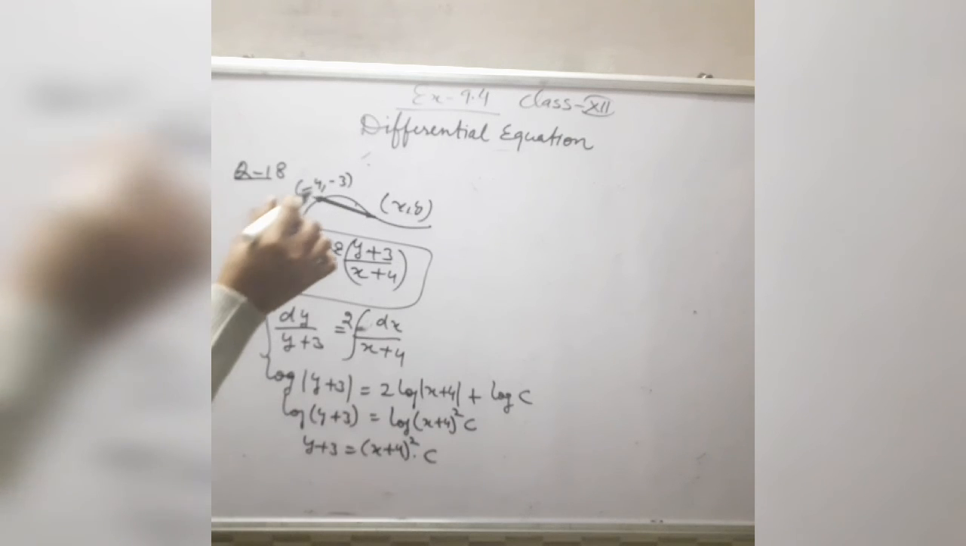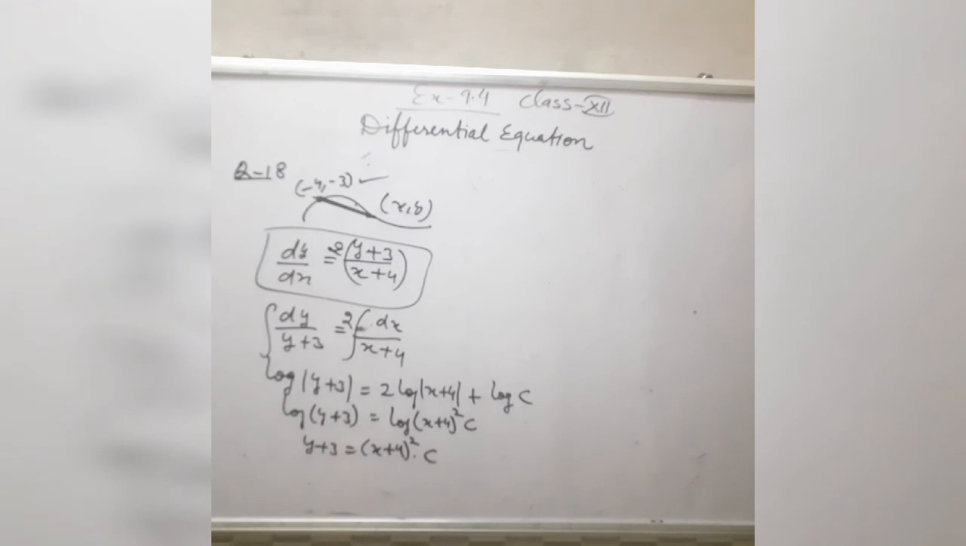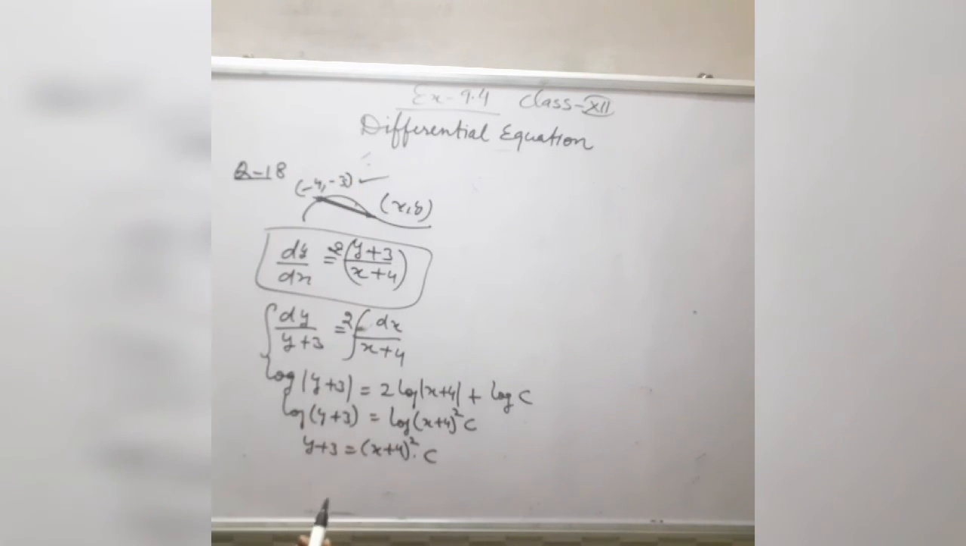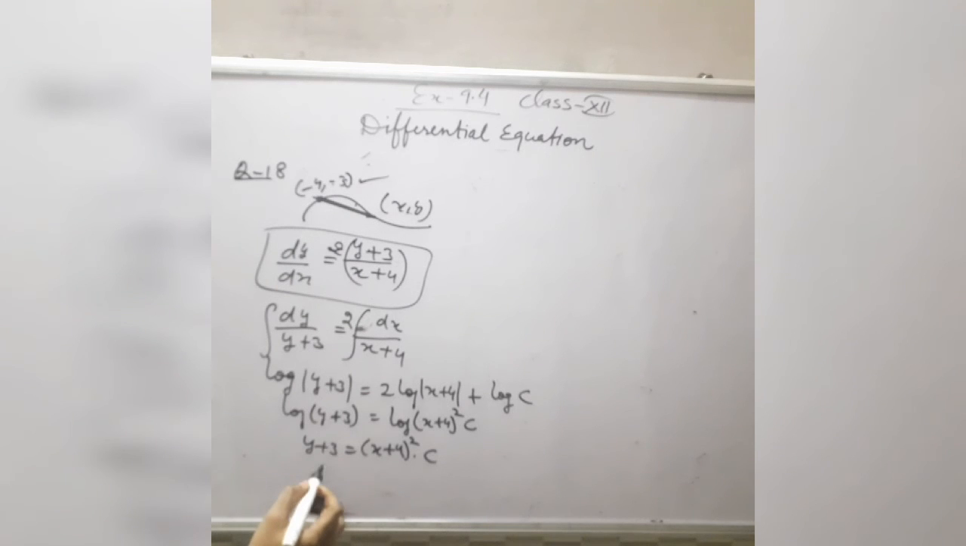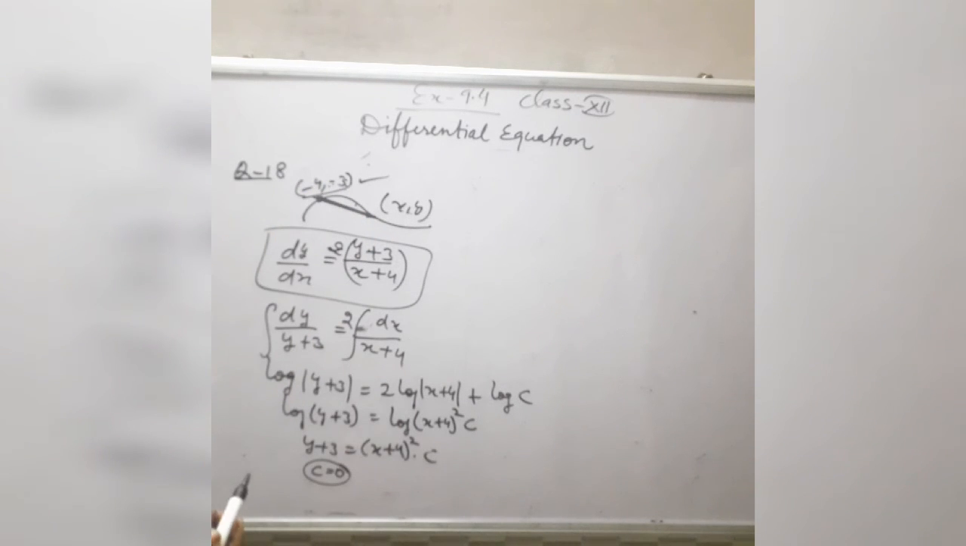Now this is the point of the curve. So with the help of this condition, you can find the value of c. What is the value of c? Here if you put y equal to minus 3, minus 3 plus 3 becomes 0, so you will get c equal to 0. But c is not 0 in this case. The point is minus 4 and minus 3. Given that the curve passes through the point, one more point is given to you.